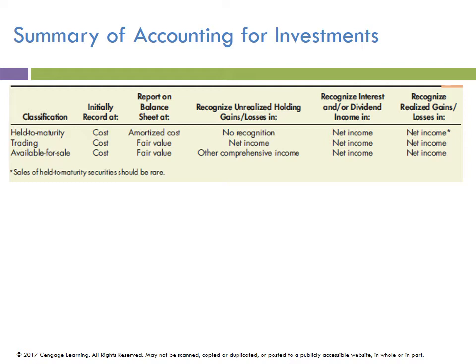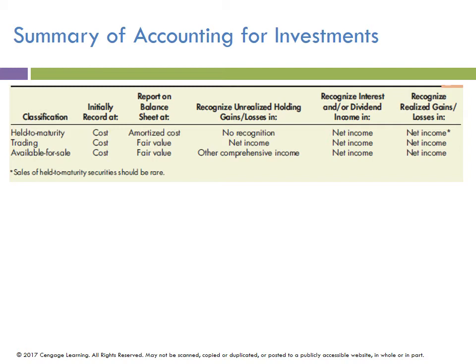There's no unrealized gain or loss. Any interest is recorded as net income, and when we sell it, any gain or loss from the sale is reported in net income. It's reported on the income statement. Trading securities are initially recorded at cost. They're reported on the balance sheet at their fair value. The difference between cost and fair value is an unrealized holding gain or loss recognized on the income statement. Any interest or dividends related to these investments are reported on the income statement, as well as any gains or loss on their sales. Available for sale is the tricky one, and that's the one going away.